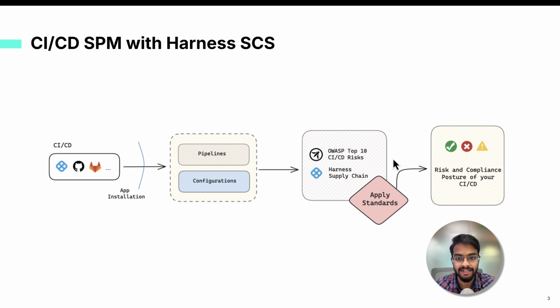As of now, it is OWASP and Harness, and moving forward, SCS will support other benchmarks too. Based on all the rule evaluations, the SCS module will provide a detailed risk and compliance posture of your CI/CD workflows. And then we'll look at how they can help us in strengthening the overall supply chain security. So now, let's get into the demo.